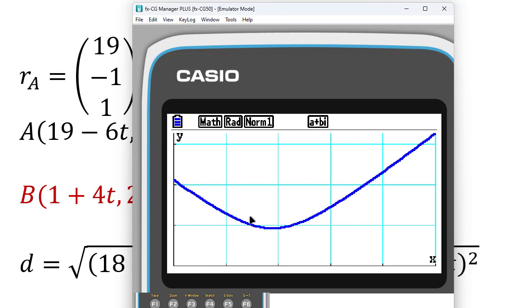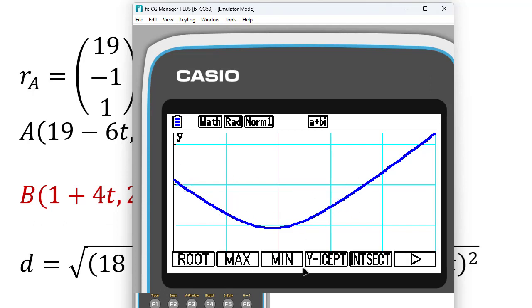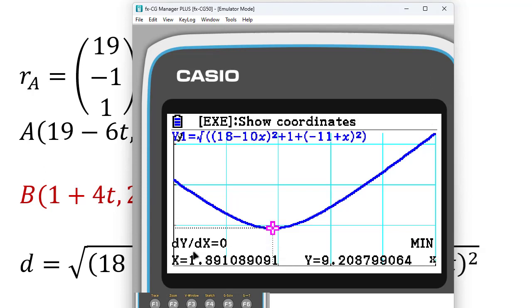This is the distance between A and B for all different times. I obviously just do a G-solve minimum to get the answer to this question, where x is representing time and y is representing the distance between the two of them. Dead easy.